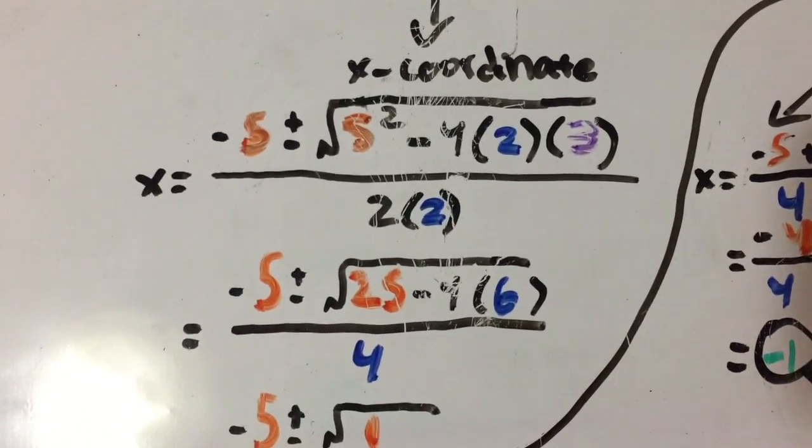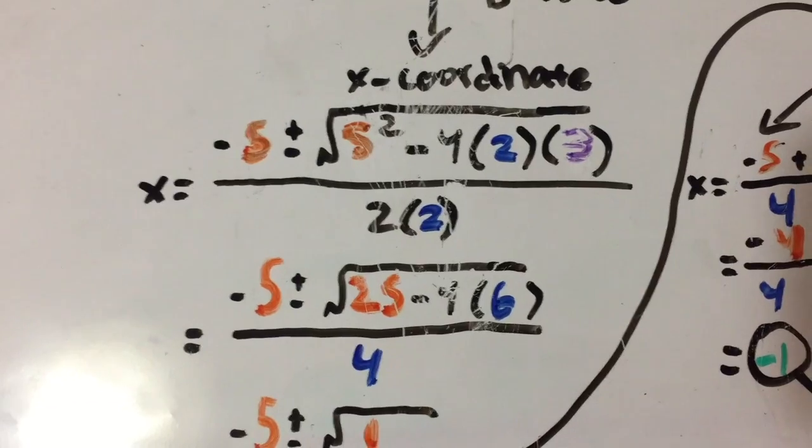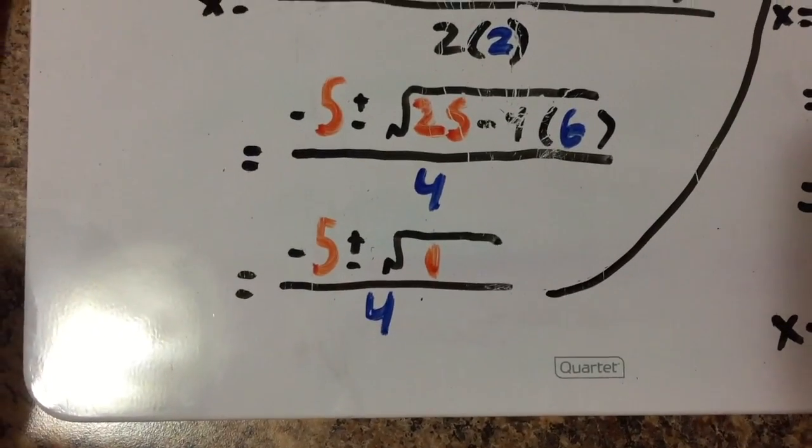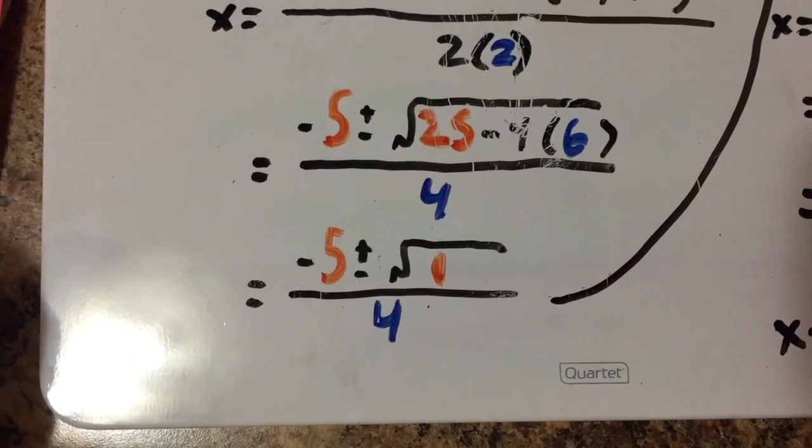So as we begin solving, we go through the steps, and we have negative 5 plus minus square root of 25 minus 4 times 6 divided by 4. And then we have negative 5 plus minus square root of 1, as we know is 1, divided by 4.